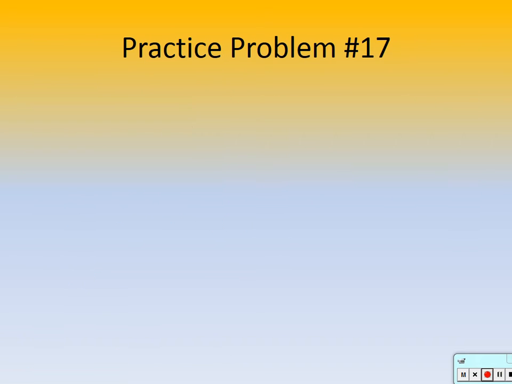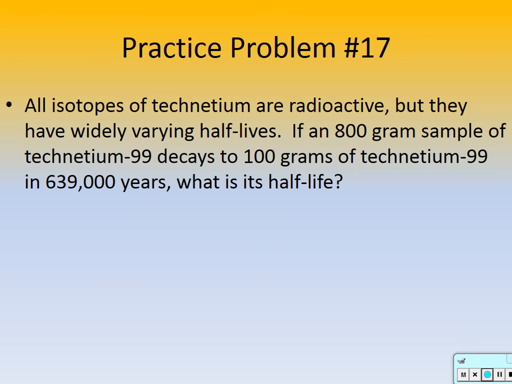Okay, number 17. I'm going to give you a second to try it. Use the same method that I've been using, and I think it will work for you. So I'm going to pause the video and give you some time to work. Okay, let's go through this problem. It says all isotopes of technetium are radioactive, but they have widely varying half-lives. If an 800-gram sample of technetium-99 decays to 100 grams in 639,000 years, what is its half-life?